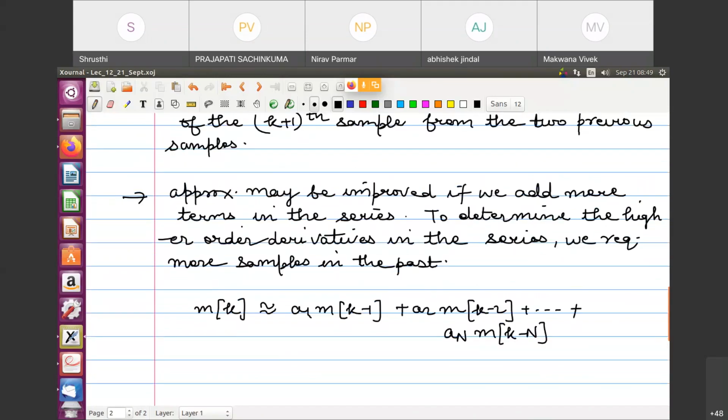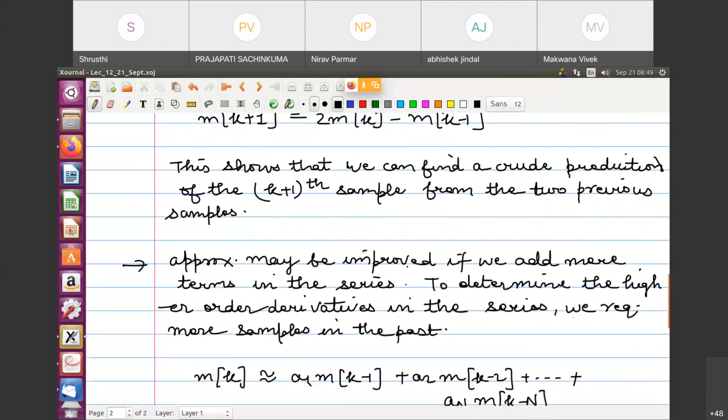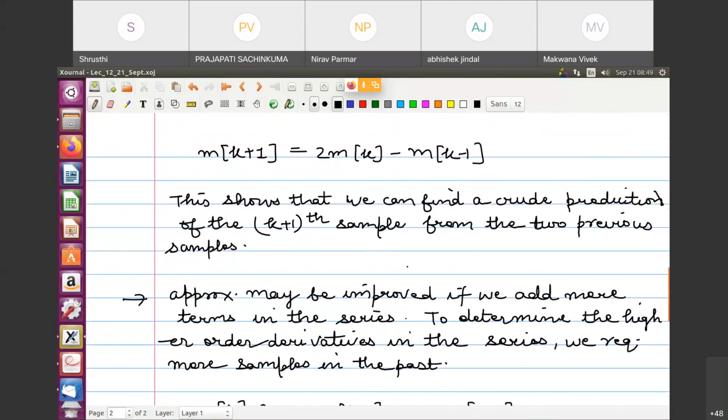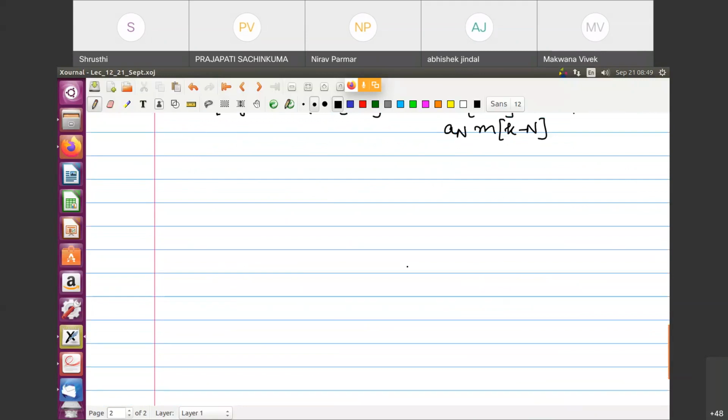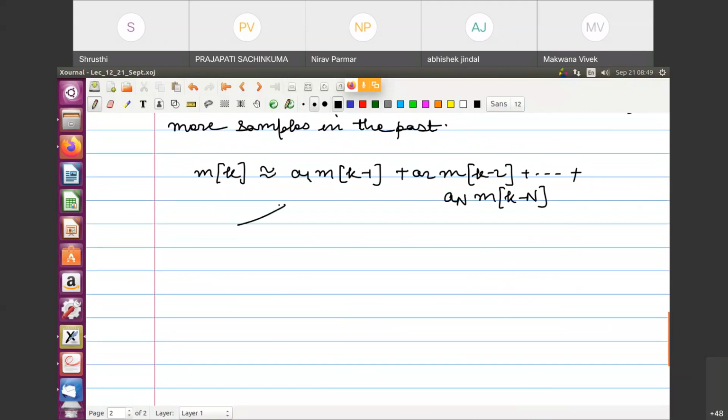This is a crude approximation because we have just used the Taylor series formulation for doing this. We may improve this, so that is what I am going to write. Now basically this is an equation. This is the equation for nth order predictor.